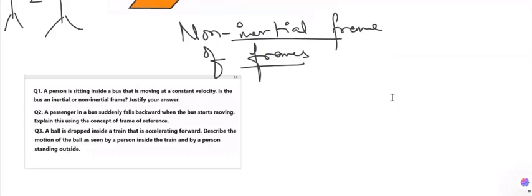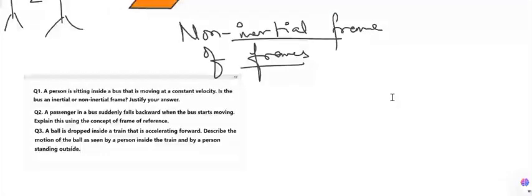Since it is accelerating forward, it's not constant acceleration. It's a non-inertial frame of reference. Describe the motion of the ball as seen by the person inside the train. Inside the train, which is similar to that bus, it is non-inertial.